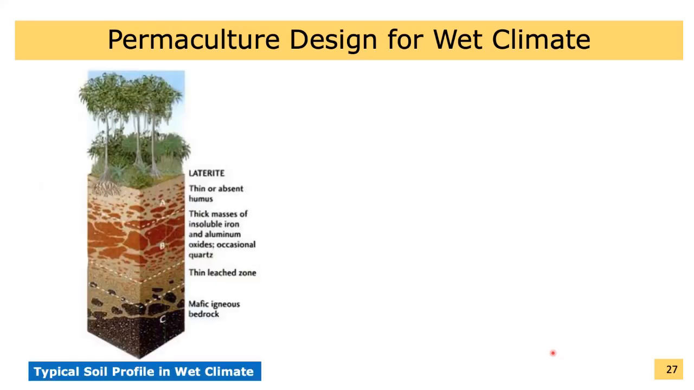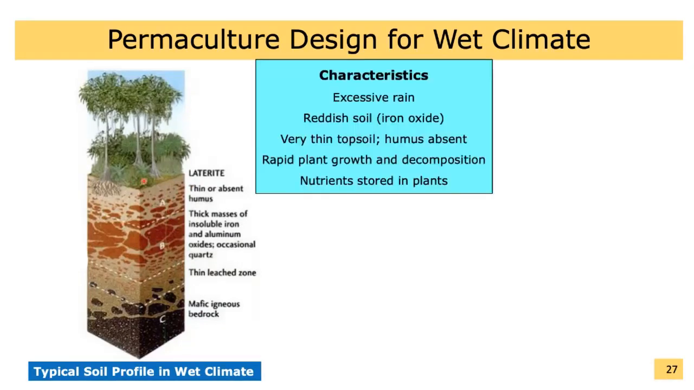Permaculture designed for wet climate. Here is a typical soil profile in wet climate. The characteristic of wet climate is excessive rainfall. The soil in wet climate is reddish in color because of iron oxide. Topsoil is very thin in wet climate and humus is absent.